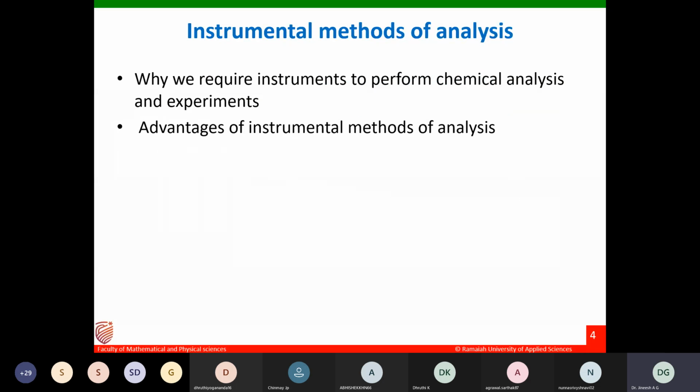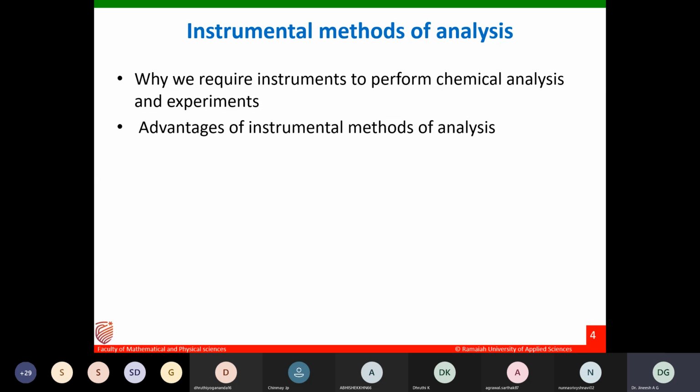First experiment is conductometric estimation of an acid using standard sodium hydroxide solution. This experiment we will be performing with the help of an instrument. The name of the instrument is conductivity meter.